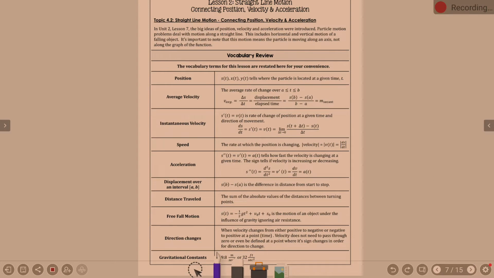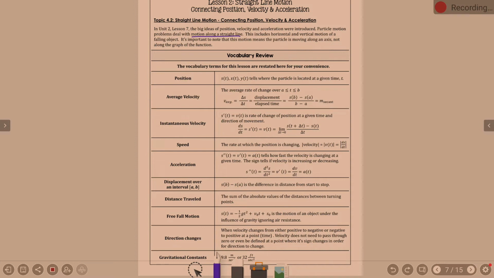Particle motion problems deal with motion along a straight line. So not following the graph, but motion along the straight line. It includes horizontal and vertical motion of a falling object. Motion means particles moving along an axis, not along the graph of the function.